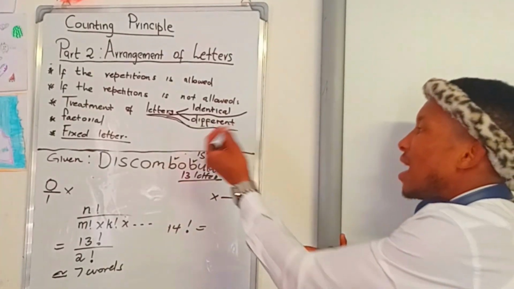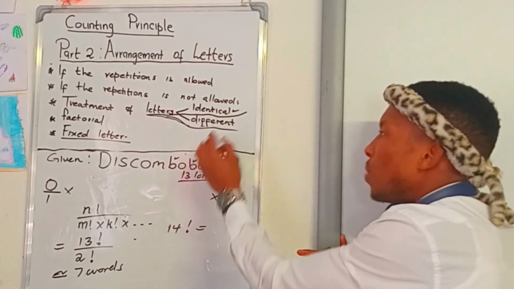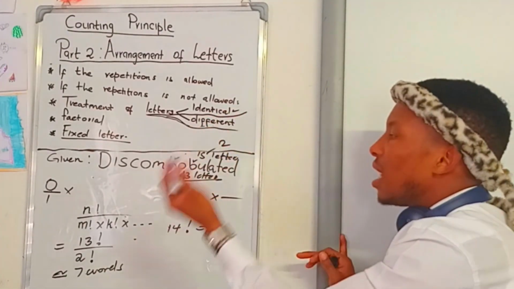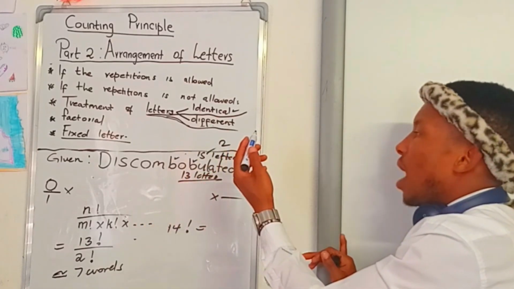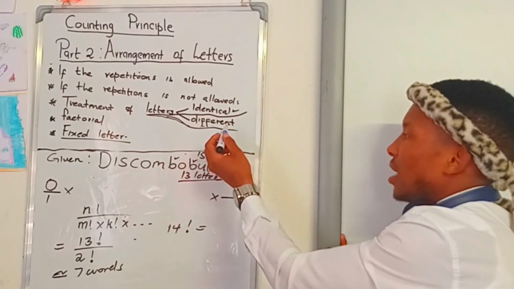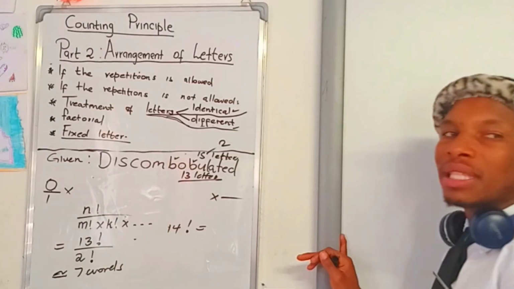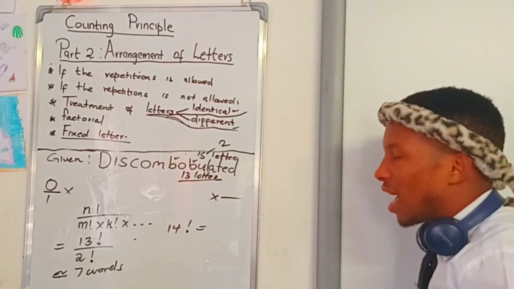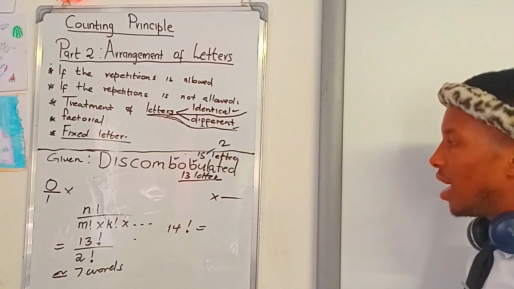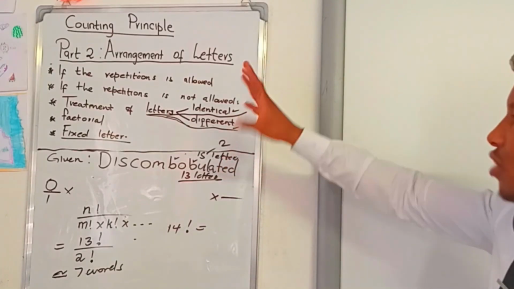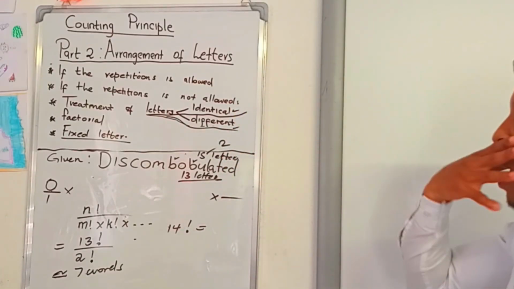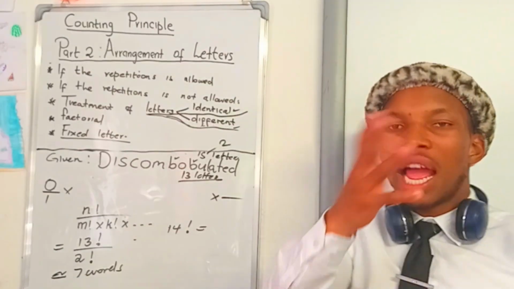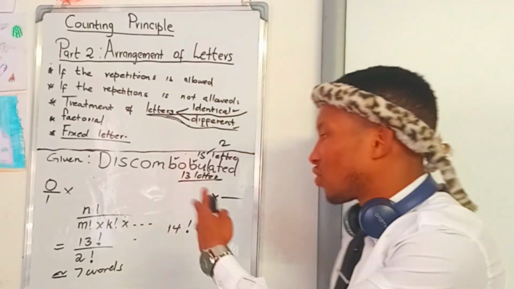Here we have a formula. We divide by the factorial of the number of letters that are repeated, as well as here we only use factorial when the letters are treated as different. Okay, that is the lesson for today. It's just the introduction of arrangement of letters. Then I'll try to find an example so that you're going to apply this introduction.